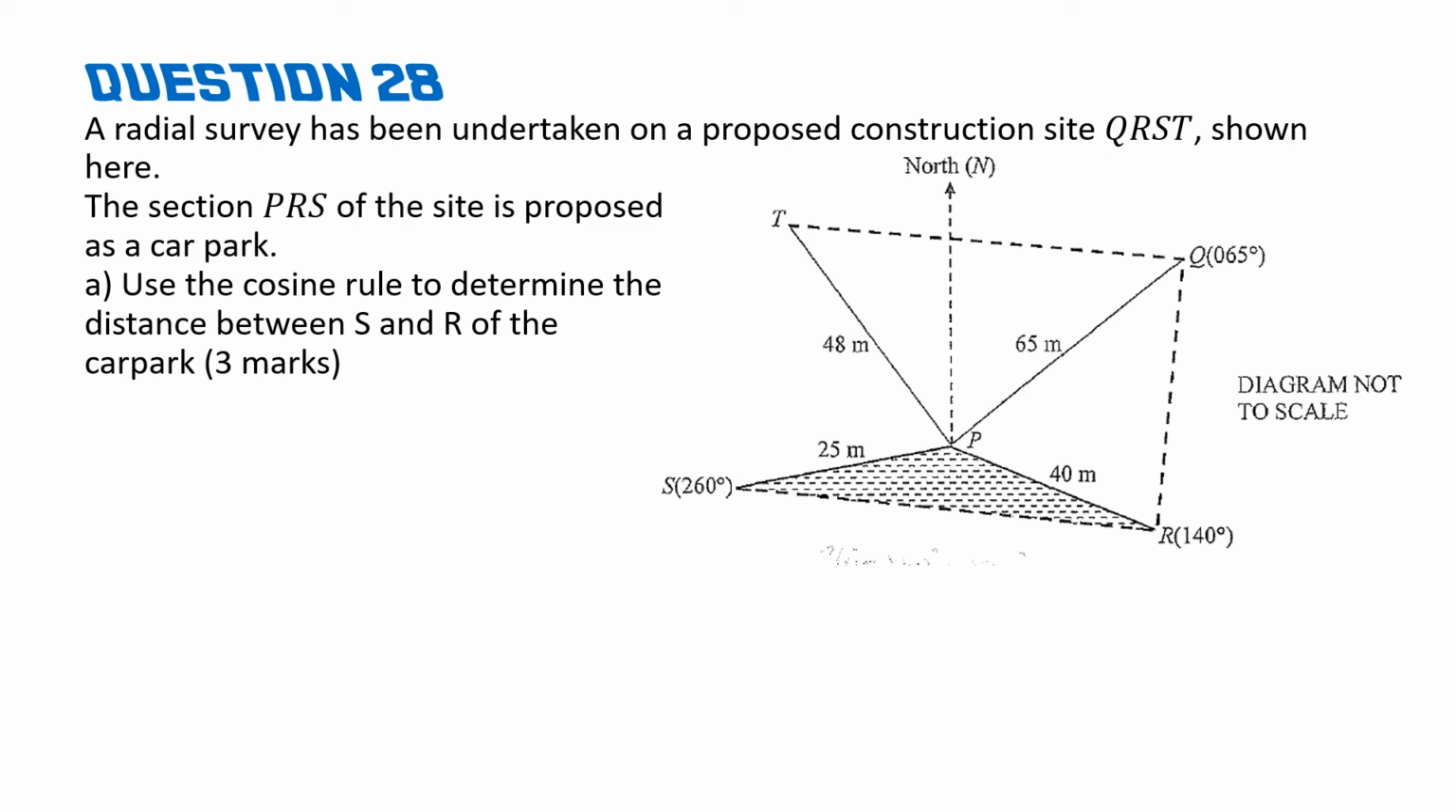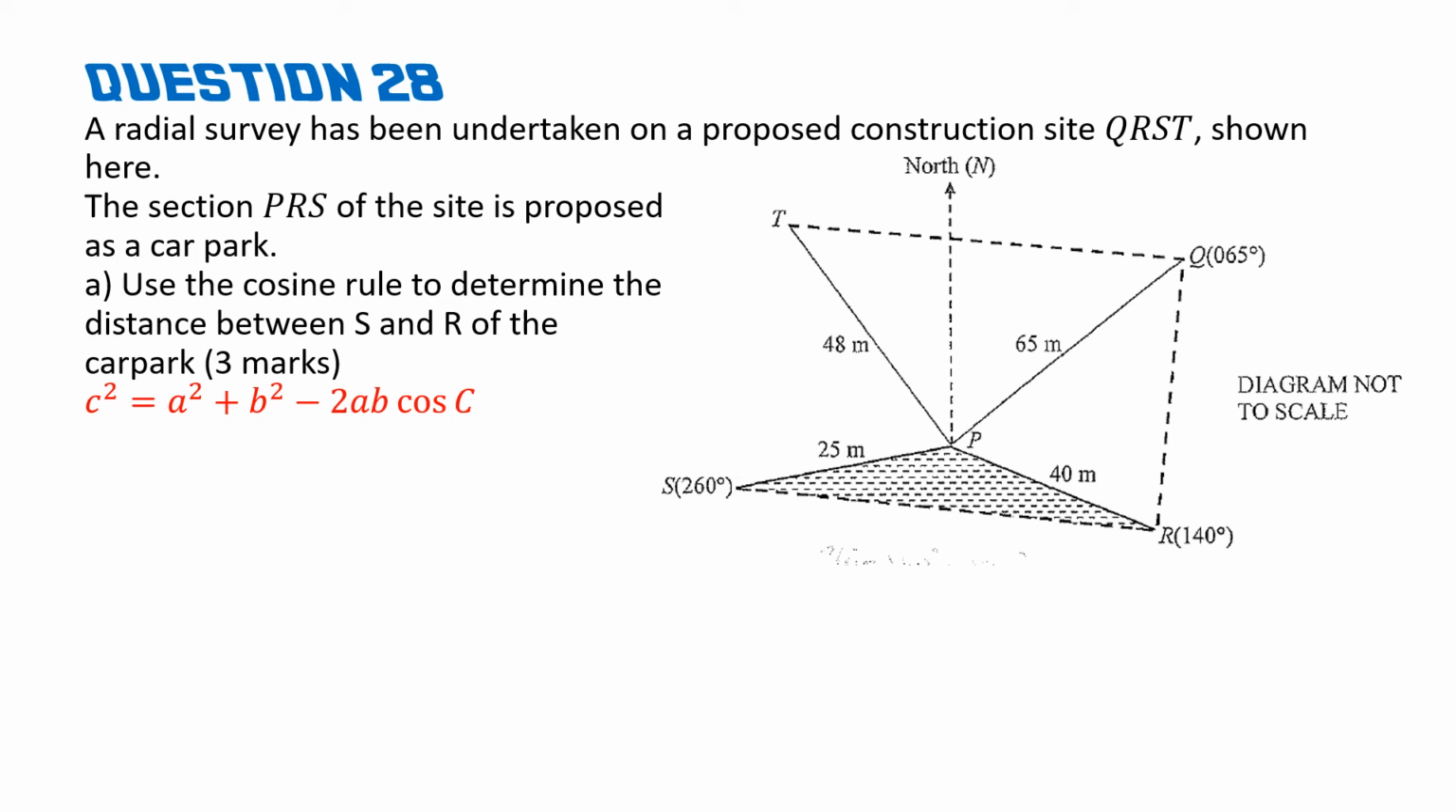It could have been a lot harder by just saying find the distance from S to R, or the length of the line segment SR, however they want it to be worded, but they've nicely told us to use the cosine rule. So that's straight off our summary sheet, formula sheet, reference sheet, whatever you want to call it. C squared is equal to A squared plus B squared minus 2AB cos C.